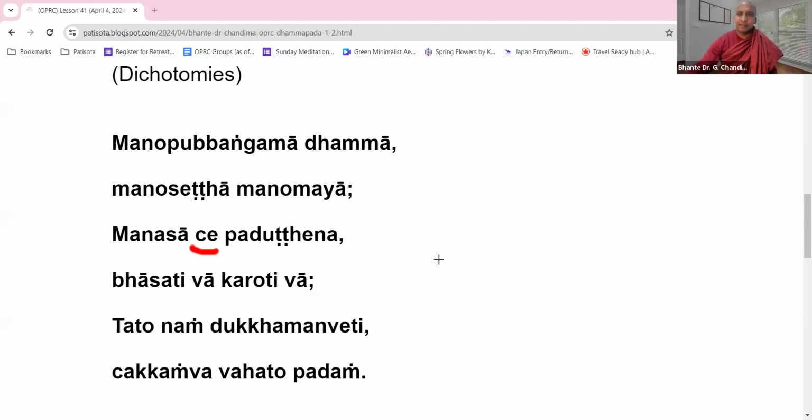Okay, good. Thank you. Yes, Chupen, please. Mano pubbangama dhamma, mano settha manomaya, manasa ce paduṭṭhena, bhāsati vā karoti vā, tato naṃ dukkham anveti, cakkaṃ va vahato padaṃ. Okay, great.